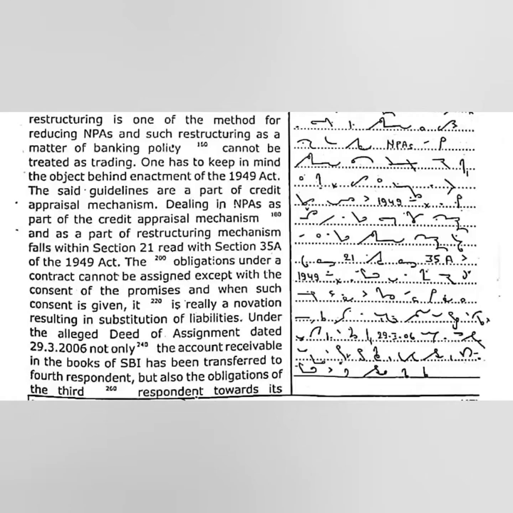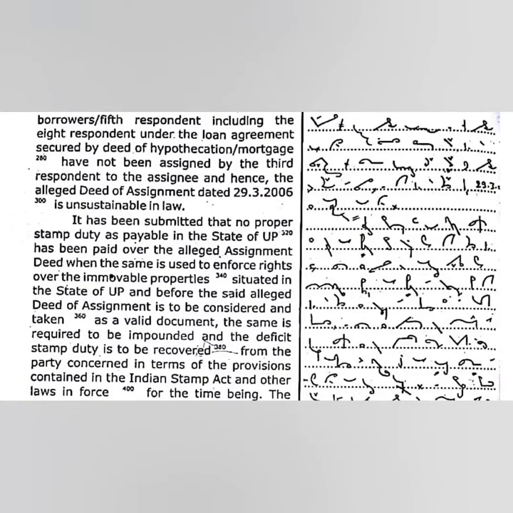The obligations under a contract cannot be assigned except with the consent of the promisee, and when such consent is given, it is really a novation resulting in substitution of liabilities. Under the alleged deed of assignment dated 29th March 2006, not only the account receivable in the books of SBI has been transferred to the fourth respondent, but also the obligations of the third respondent towards its borrowers, the fifth respondent, including the eighth respondent under the loan agreement secured by deed of hypothecation mortgage, have not been assigned by the third respondent to the assignee, and hence the alleged deed of assignment dated 29th March 2006 is unsustainable in law.